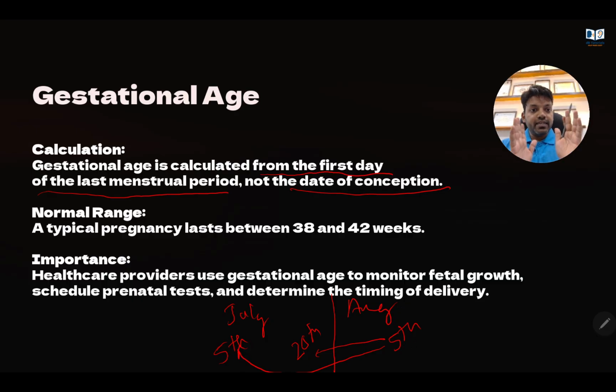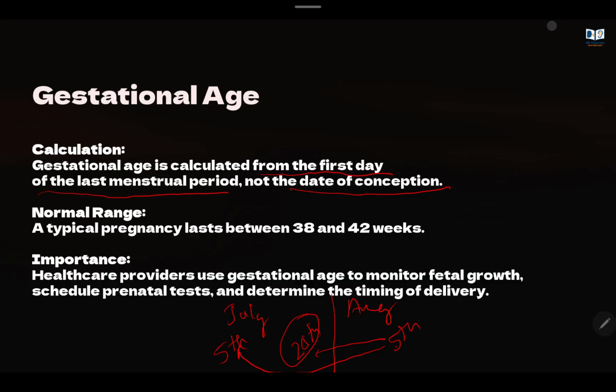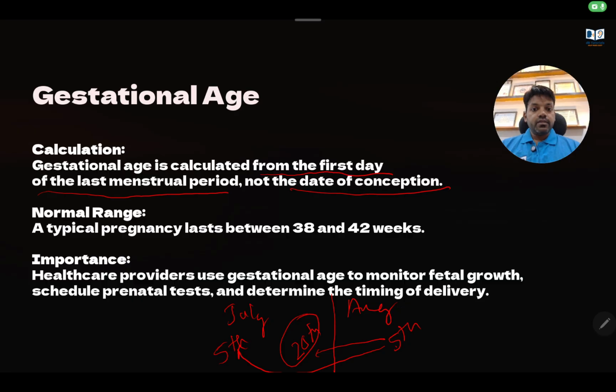Logically it might sound a little different, but that's the reference point which is taken. Even if she is sure that she got conceived on 20th, for the calculation purpose it is always from the last menstrual period date. Now typically a pregnancy lasts between 38 to 40 weeks, which roughly comes around 9.5 months.